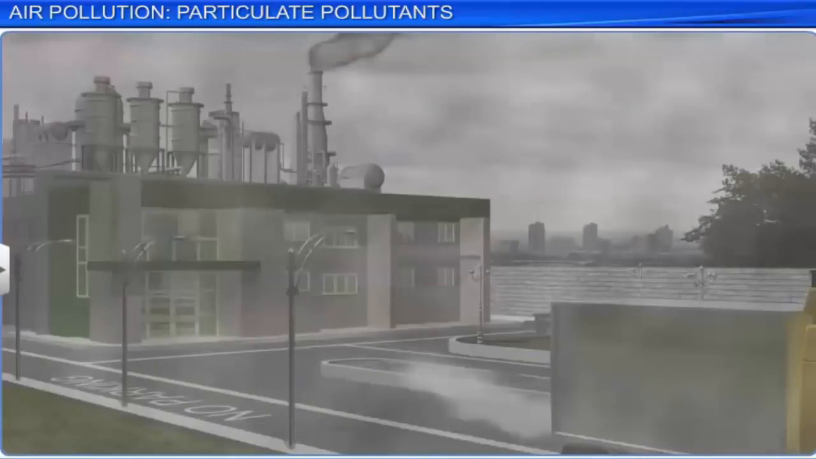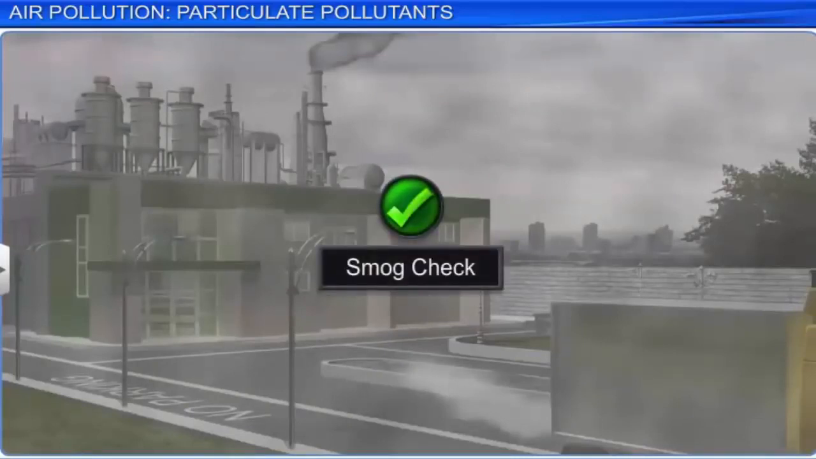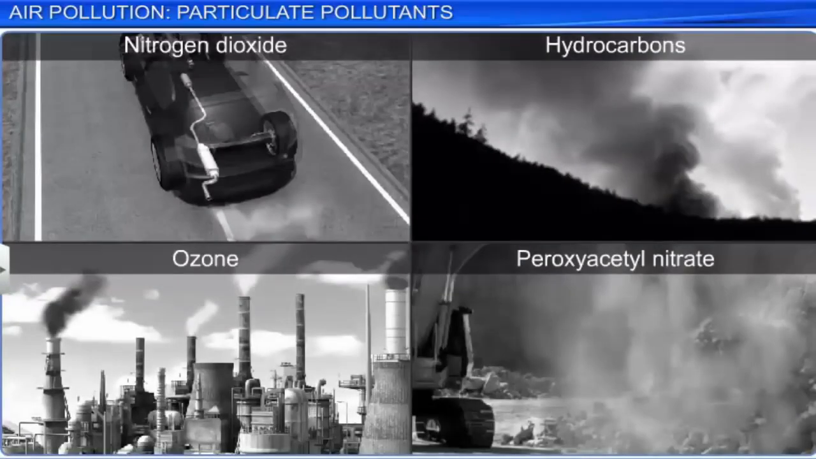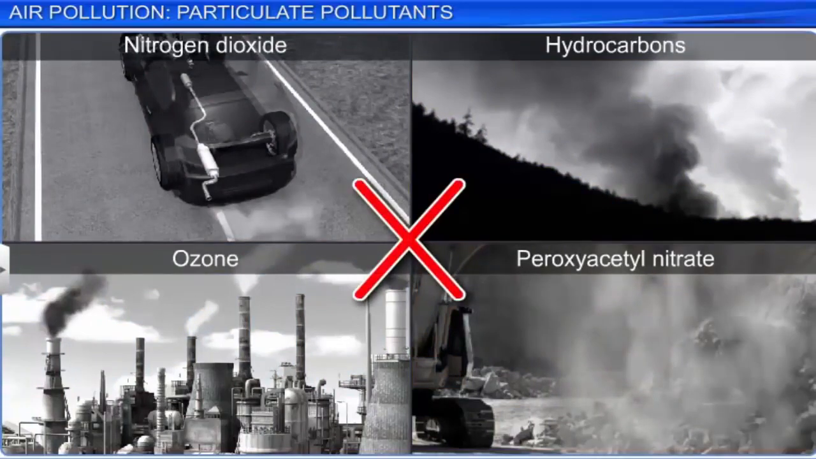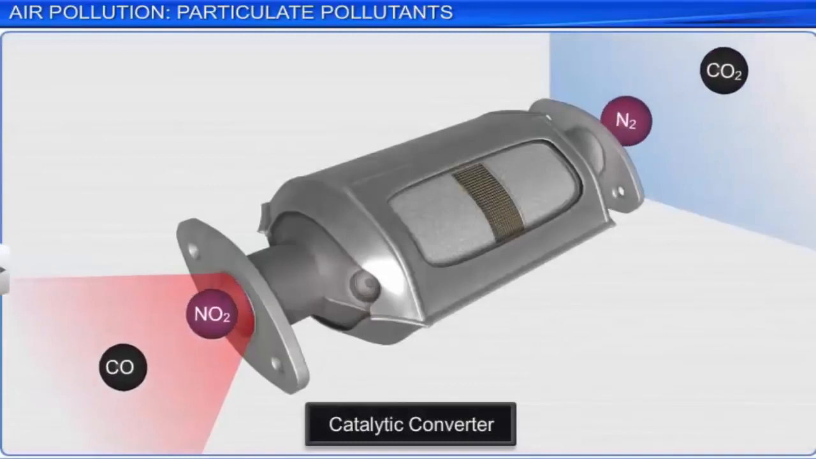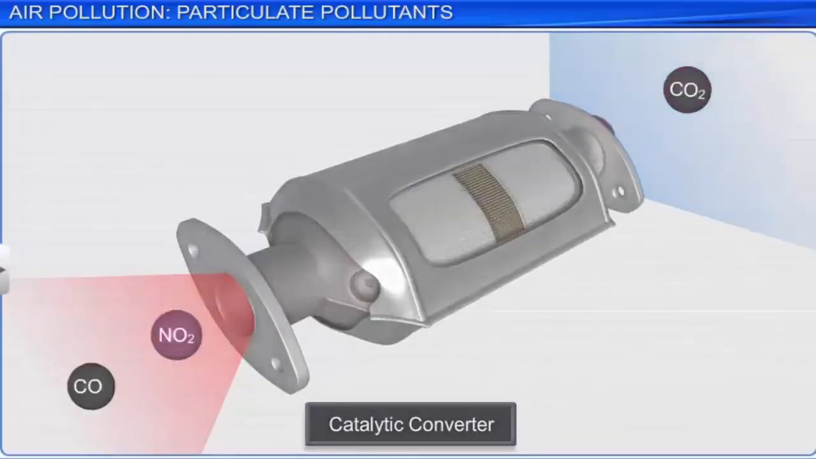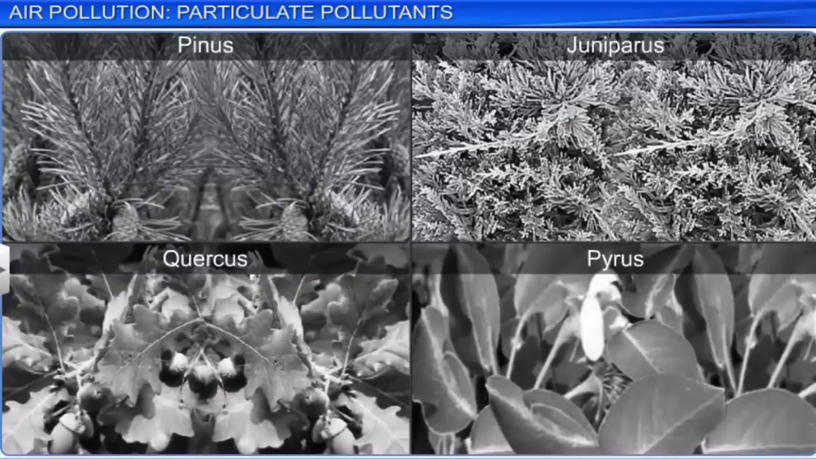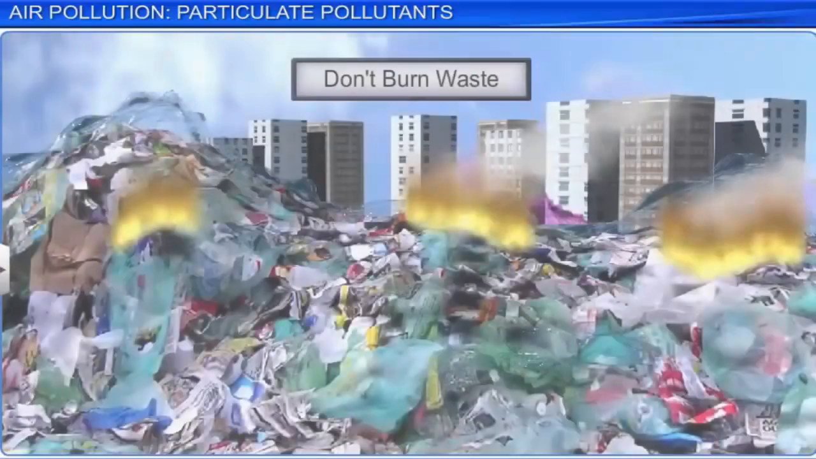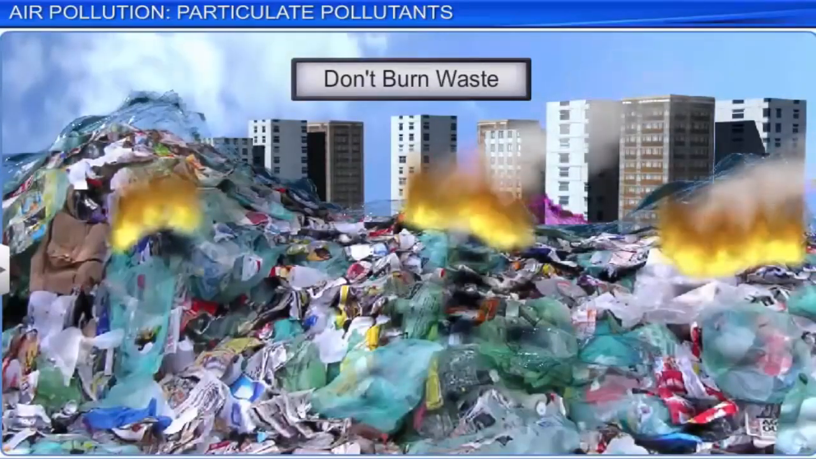Therefore, it is very important to control the formation of photochemical smog. Taking control over the production of nitrogen dioxide, hydrocarbons, ozone and peroxyacetyl nitrate will help to prevent photochemical smog. Using catalytic converters in automobiles reduces the emission of nitrogen dioxide and hydrocarbon. Also, certain plants such as Pinus, Juniperus, Quercus and Pyrus can metabolize nitrogen dioxide and thereby help to reduce photochemical smog. We can also cut down a lot of pollutants by recycling waste material.